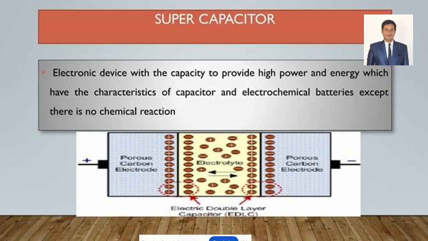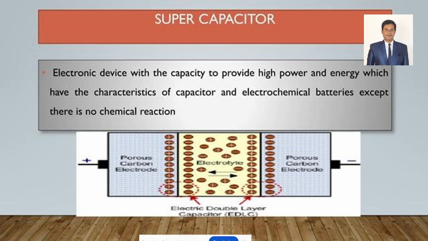All right, when you talk about a supercapacitor, it is also a kind of electronic device. The capacitor will provide high power. As already told, this is a very important word: high power and high energy. That is what we are focusing on more, the ultra capacitors. A supercapacitor is also called an ultra capacitor, with high power and high energy, having the characteristics of a capacitor and electrochemical batteries also.